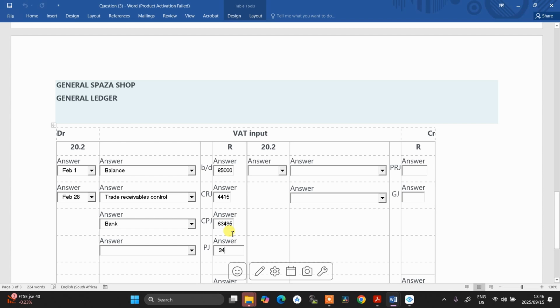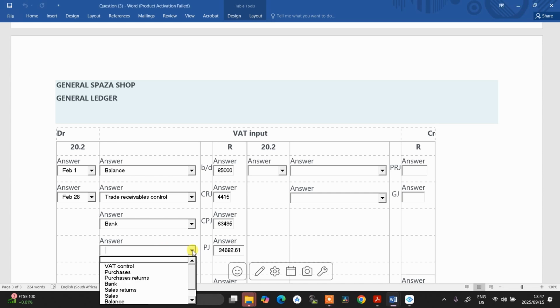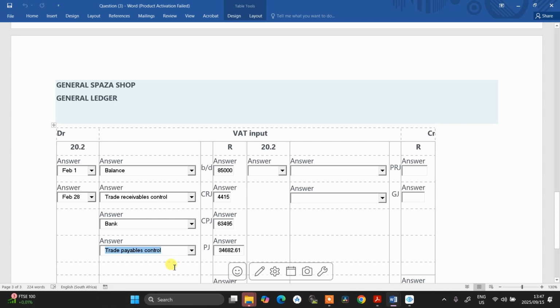It's going to be 34,682.61. Okay, and the name of the account that is going to be credited for this transaction is going to be the trade payables account. Okay, it's going to be trade payables account.